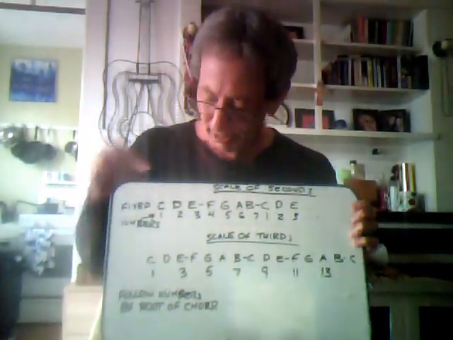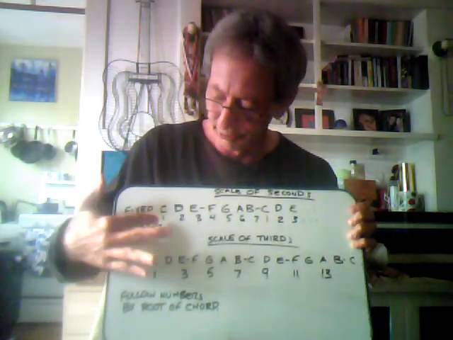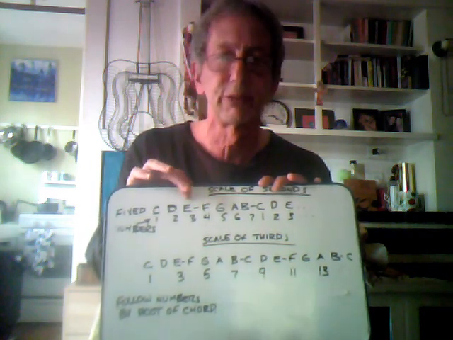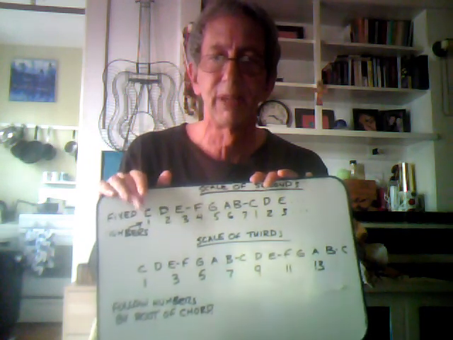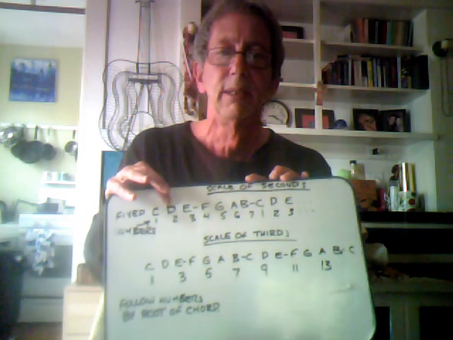Okay. All right, so now I want to talk about what I call the scale of seconds and the scale of thirds. This is yet another thing they do not teach you in music school. Here we have the C scale, C, D, E, F, G, A, B, C, and you notice that there's a number assigned to each note, which makes sense. C is 1, D is 2, E is 3, so on and so forth. Okay, these numbers are fixed. If I go from D to D, I still call it D2, all right?